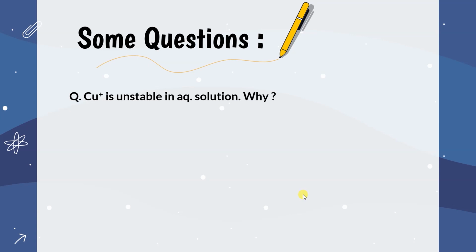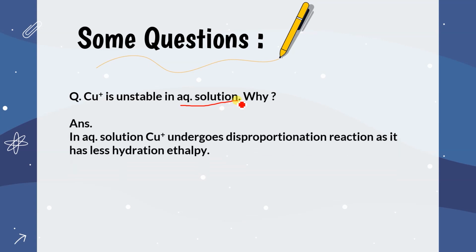So Cu+ is unstable in aqueous solution. Why? Now here, if the question is asked out of Cu+ and Cu+2 which one is more stable, you have to answer this according to the reduction potential. But if the question is asked that Cu+ is unstable in aqueous solution, if this part is added and then it is asked, then you have to answer in terms of hydration enthalpy. Since Cu+ has very less hydration enthalpy, water molecules easily come around it. Hydration enthalpy I have explained.